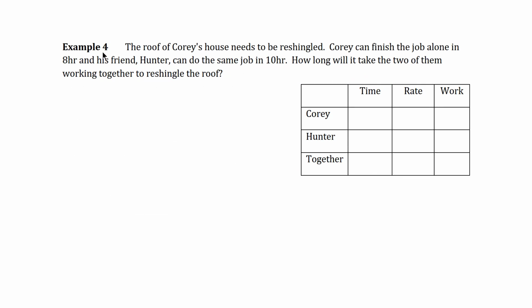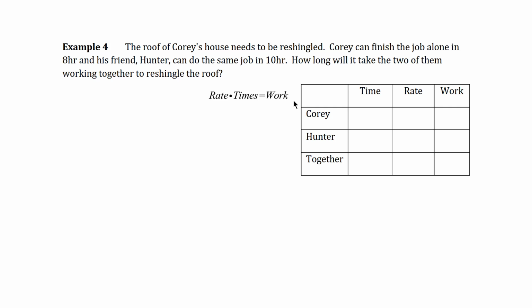In example number 4, it states, the roof of Corey's house needs to be reshingled. Corey can finish the job alone in 8 hours, and his friend Hunter can do the same job in 10 hours. How long will it take the two of them working together to reshingle the roof? This type of problem is what we call a work problem, which uses the equation rate times time equals work. To help us set up our equation, I'm going to use a chart.